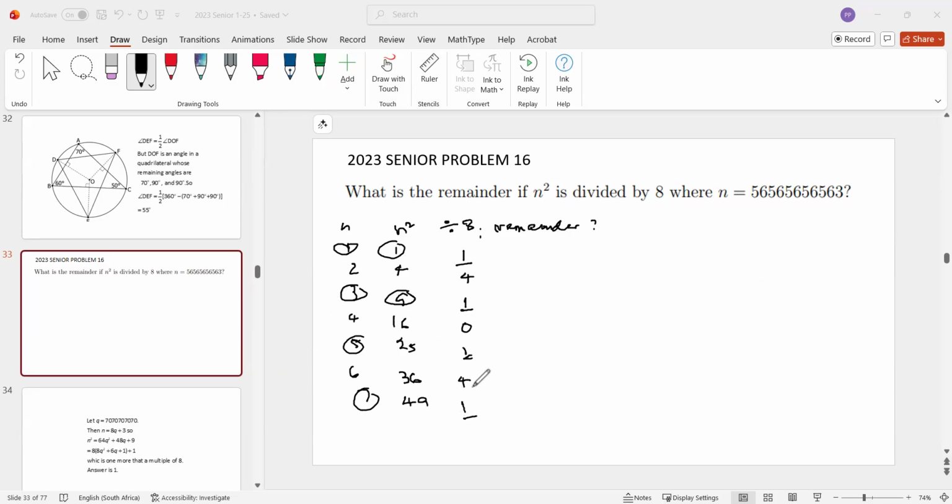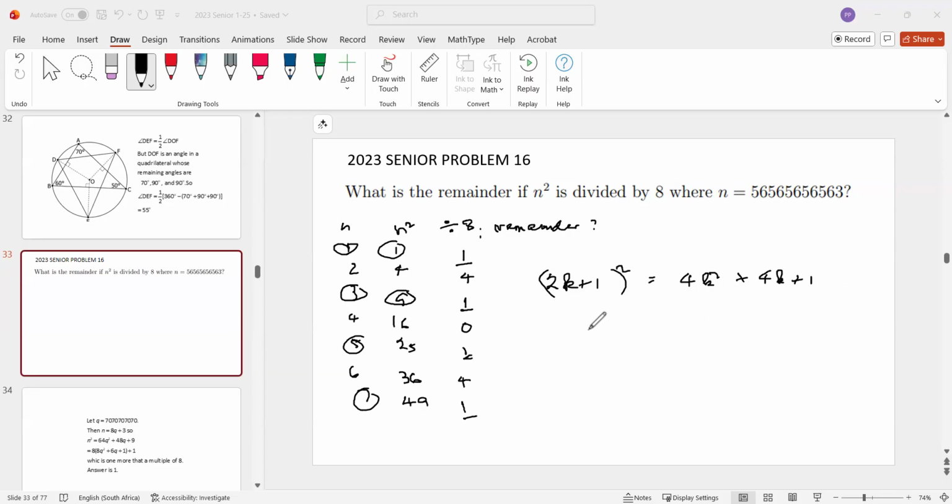You can see it in this, but in general, if you take any odd number, it has the form 2k plus 1. An odd number is always an even number plus 1. So if I take any odd number and square it, now that's 4k squared plus 4k plus 1.